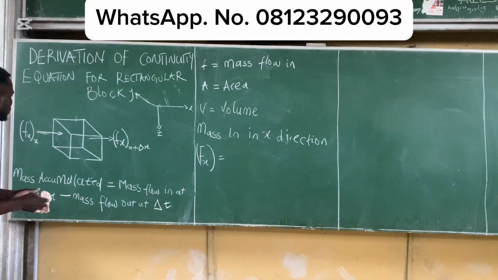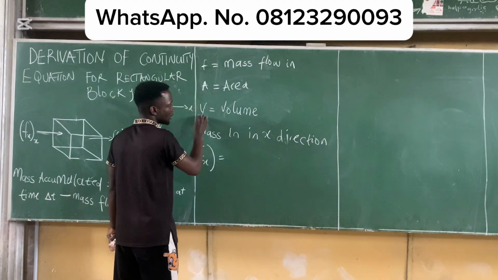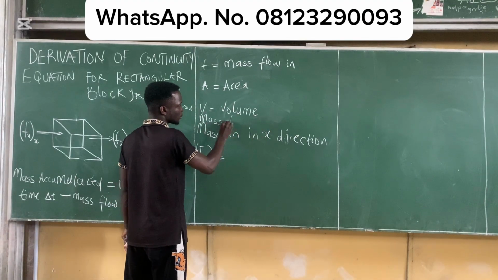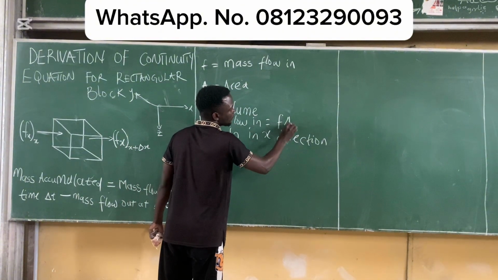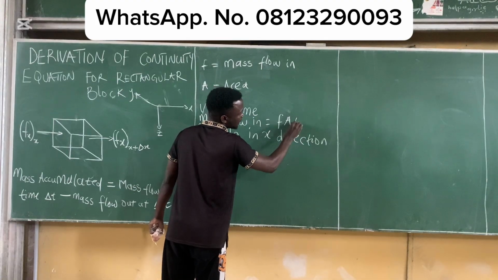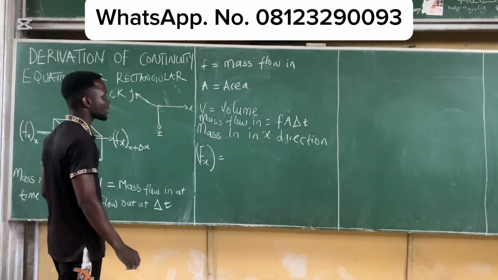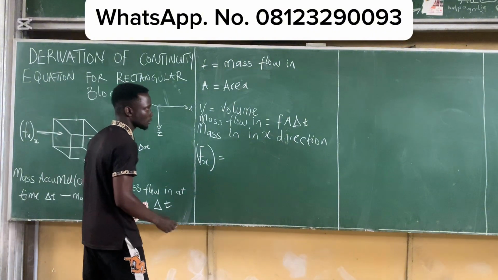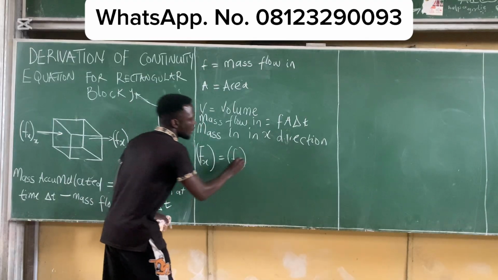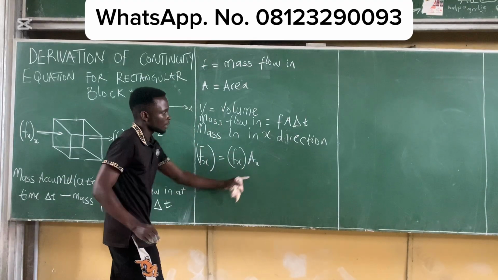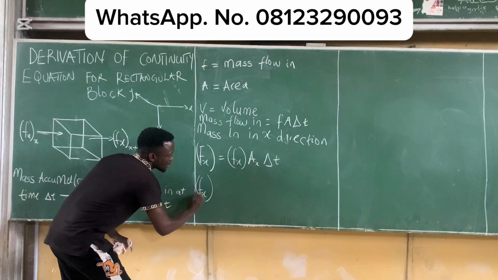Now, what is the formula for mass flows in? We said that the mass flow in is equal to F multiplied by the area times delta T. If that is the case, we can say that the mass that flows in the x direction becomes F of x multiplied by the area in the x direction and delta T. So what will be the area in the x direction?